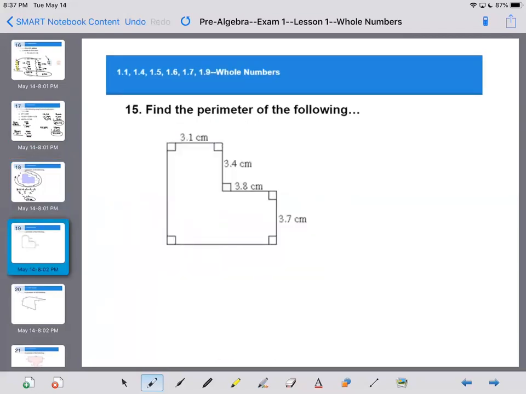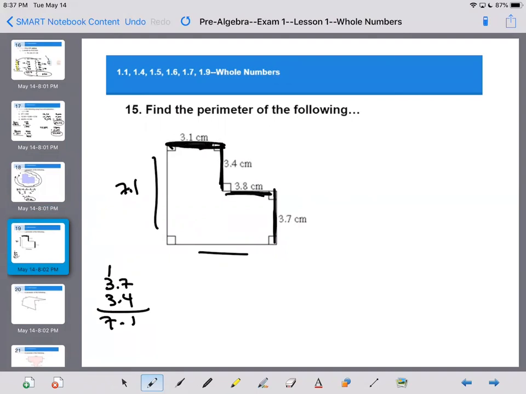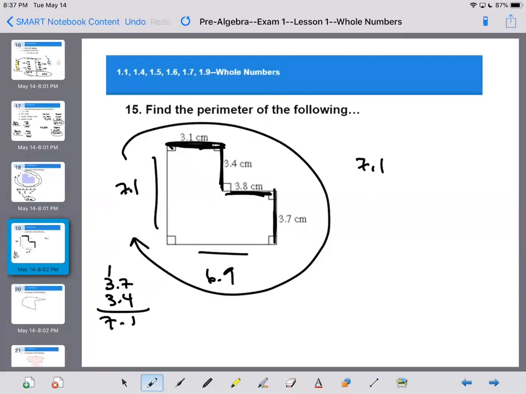In this case, it looks like I'm missing 2 sides. However, I know that this side is 3 4/10 and this side is 3 7/10. So if I add 3 7/10 and 3 4/10, I'm going to get 7 1/10. Well, that's what this is. Here, I know this is 3 1/10 and 3 8/10, so I know that's going to be 6 9/10. So if I want the perimeter, I'm going to have to add everything. And I'm just going to work this way: 7 1/10, 3 1/10, 3 4/10, 3 8/10, 3 7/10, 6 9/10.